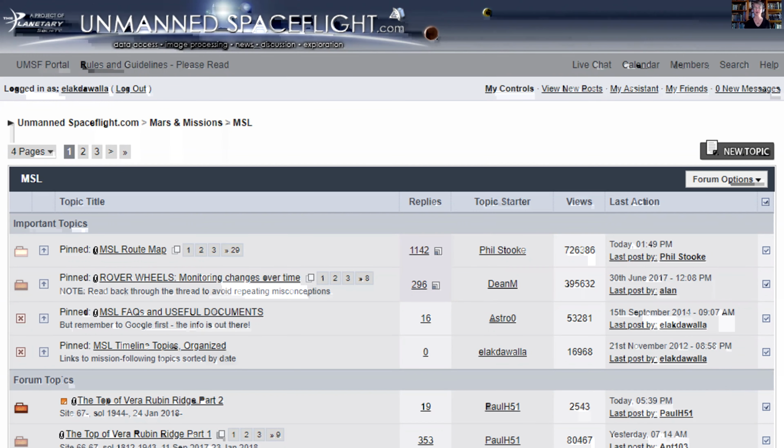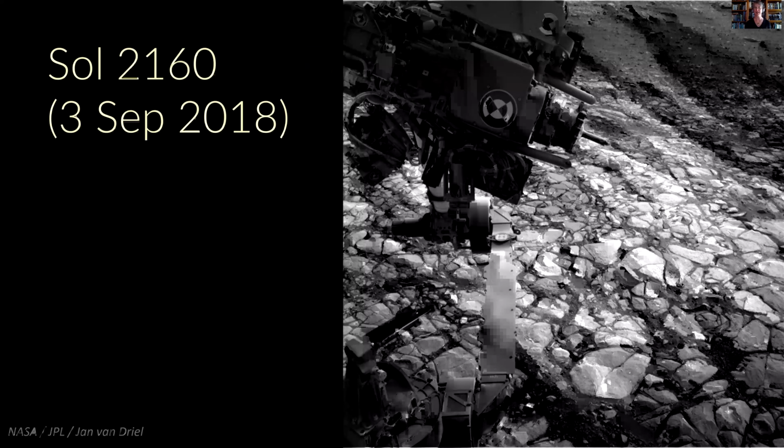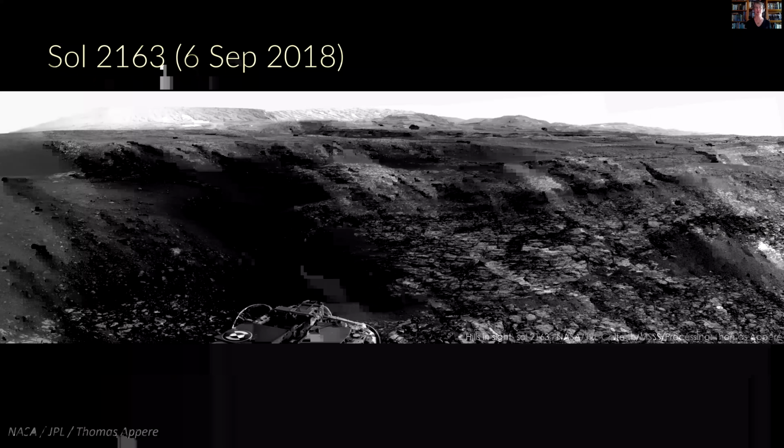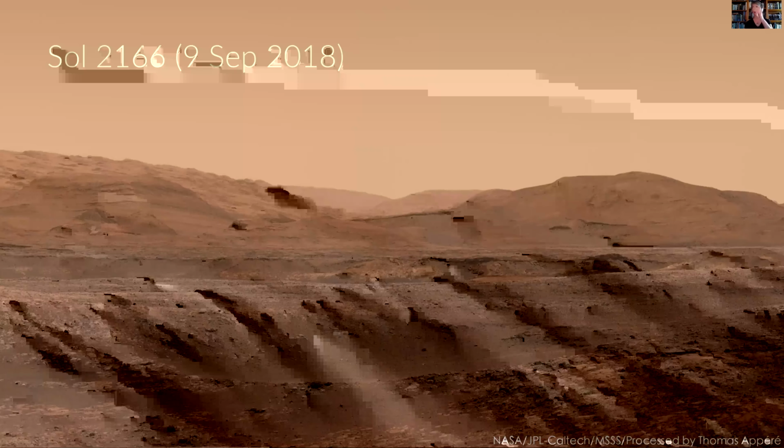They share pictures, they make animations, they make mosaics, they document things, they caption them, they say, oh, look, Curiosity has arrived at that particular sand ripple that we can see from orbit. Look at this distant view. Oh, we can finally see this hill poking out above that other hill again. Or, oh, the sky is finally cleared.